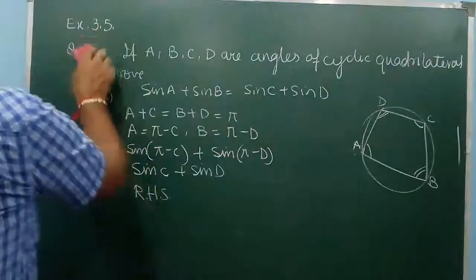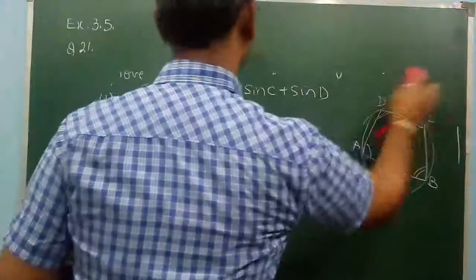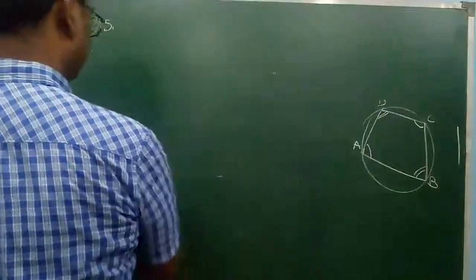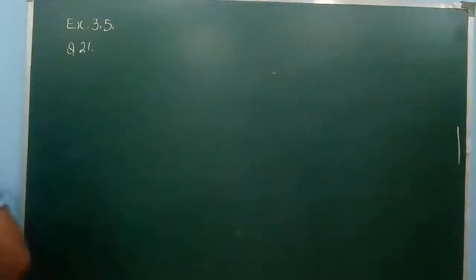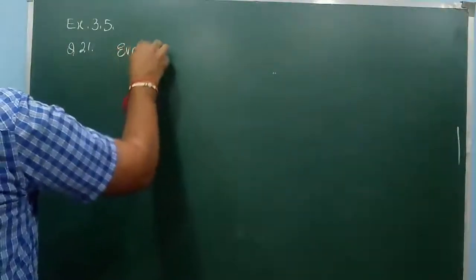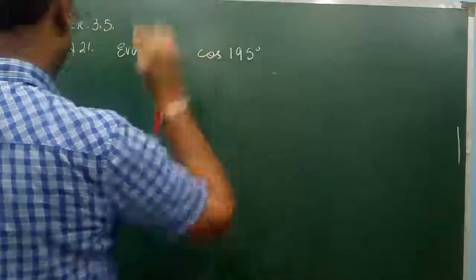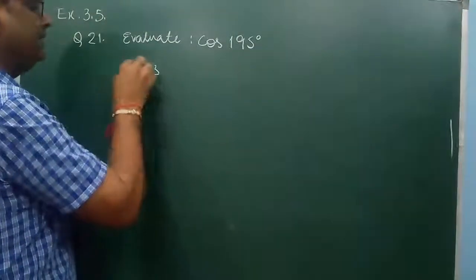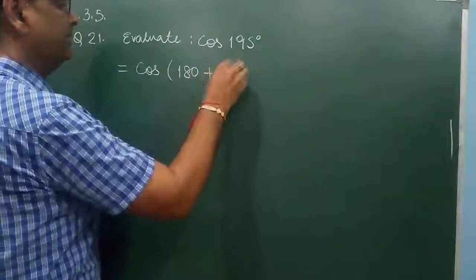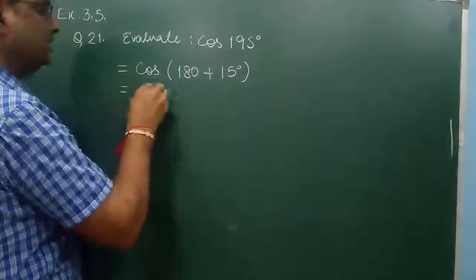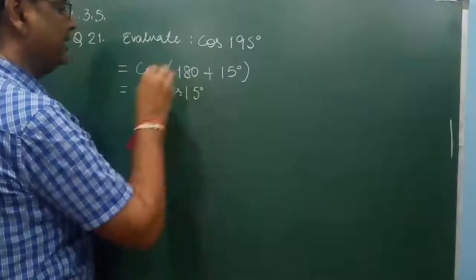Now see the 21st question. In the 21st question they are saying evaluate cos 195 degrees. We write this as cos of 180 plus 15 degrees. This is in the third quadrant, so it is minus cos 15 degrees.